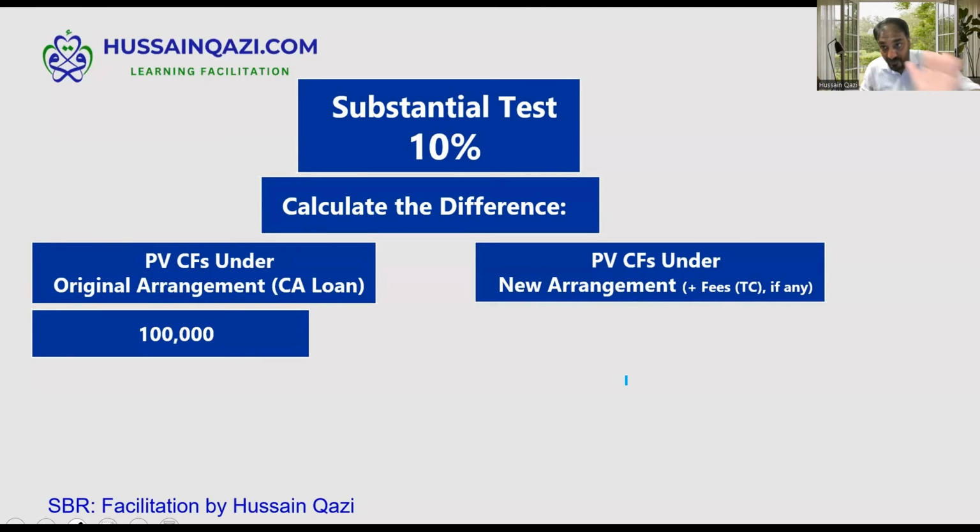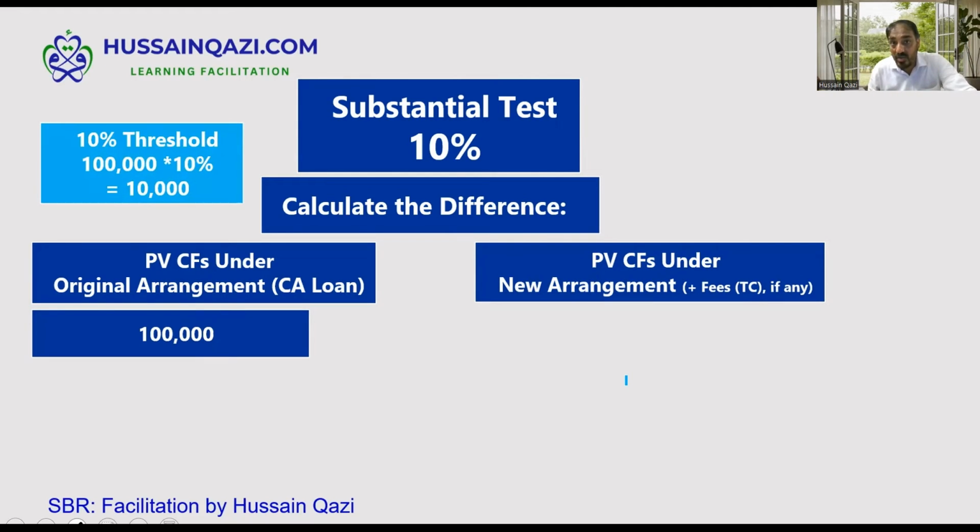Hold on. Before the comparison, first we need to calculate this 10% threshold. I'm sorry, what I said, the word threshold. For example, the amortized cost of the original loan is 100,000. So what is 10% of 100,000? It is 10,000. Sir, what is this 10%? It's mentioned by the accounting standard. The 10% is a threshold by the accounting standard. So first take the amortized cost and sort out the figure of 10%. That is the threshold, 10,000.